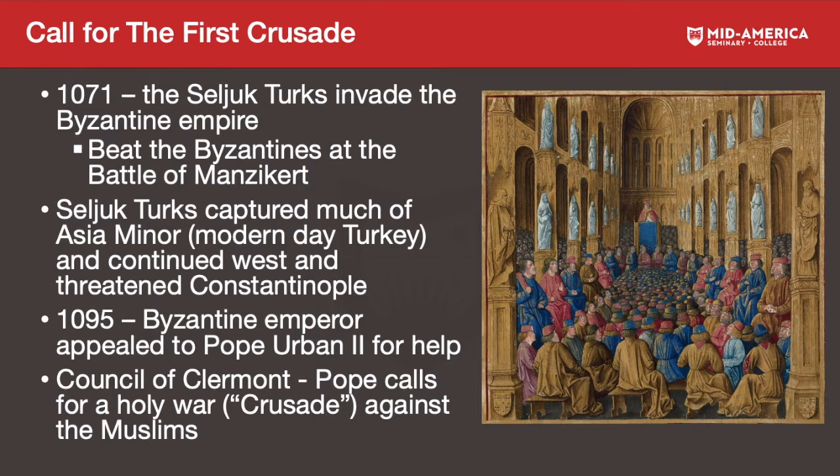Well, in 1095, the Byzantine Emperor, who is now in trouble because the Seljuk Turks are battling him and beating him, reaches out to Pope Urban II for some help. And at the Council of Clermont, the Pope calls for a holy war, or a crusade, against the Muslims. So again, now we have the leader of the church, the vicar of Christ on earth, Pope Urban II, saying we need to go and fight a war against the Muslims. And that's a picture there of the Council of Clermont.